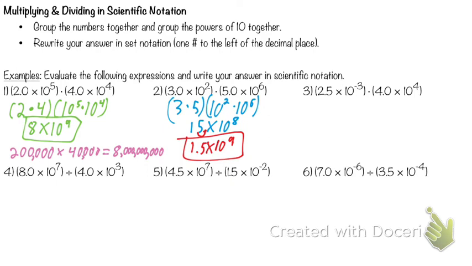Okay, let's go ahead, Brady. Do 2.5 times 4. Okay. And then 10 to the negative 3 times 10 to the 4. Very good. Normal numbers, powers of 10. 2.5 times 4, let me think about it this way.